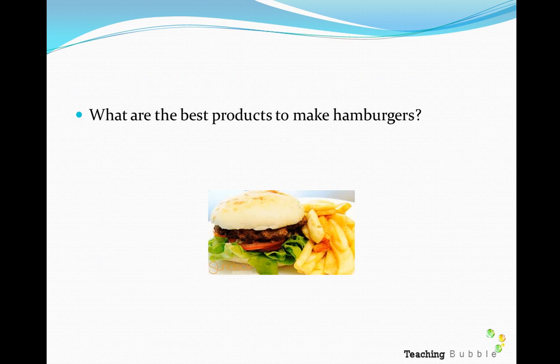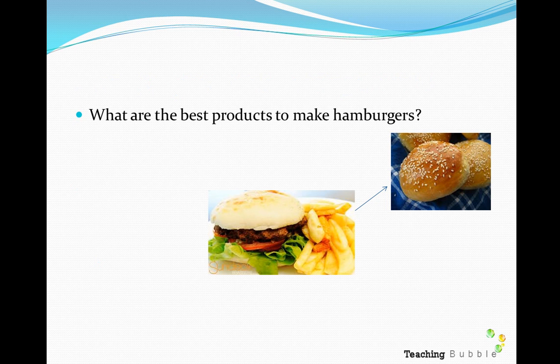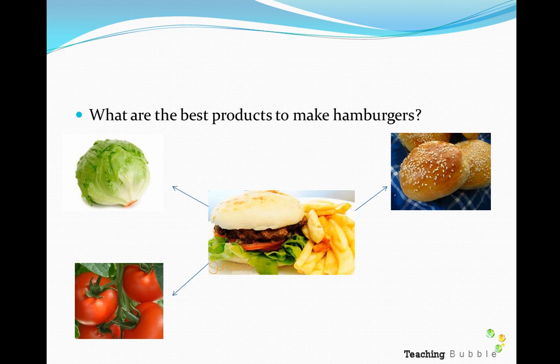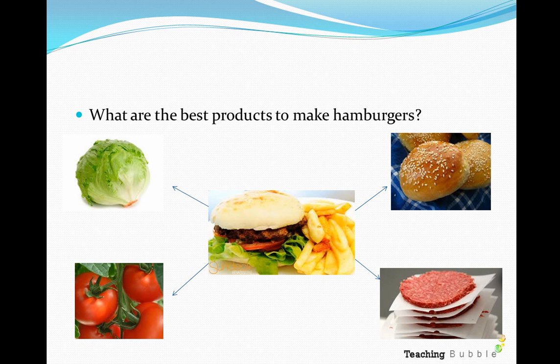So let's say that you're making hamburgers and you need to decide what the best products to make those hamburgers are. So where are you going to get the buns from? What lettuce are you going to use? Same with the tomatoes, and probably most importantly the actual meat that you're going to use in the hamburger.